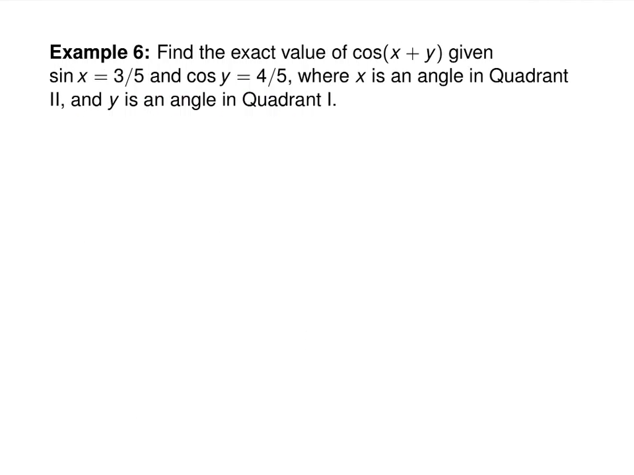awesome. So we're going to do a couple more examples. We'll do one identity. Find the exact value of cosine of x plus y, given that you know sine of x and you know cosine of y, and you know that x is an angle in quadrant 2 and y is an angle in quadrant 1. So I went through and I was like, oh, woohoo! There's a formula for cosine of x plus y. It's cosine x cosine y minus sine x sine y.